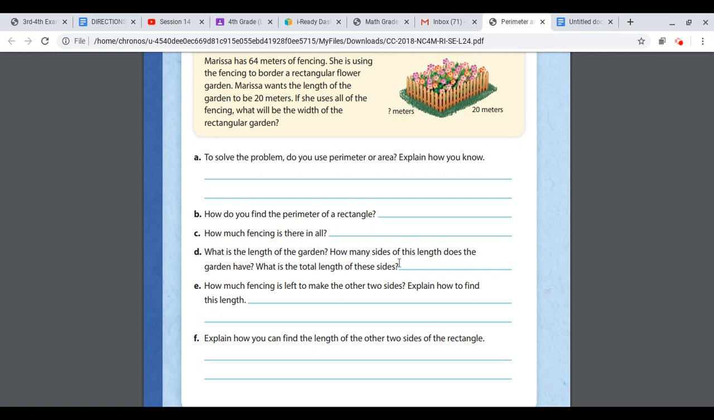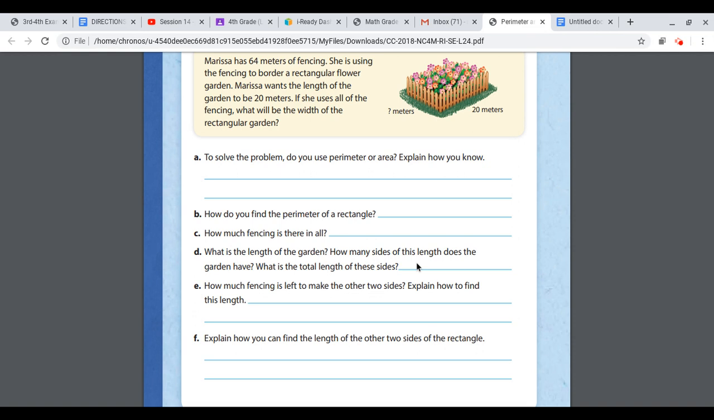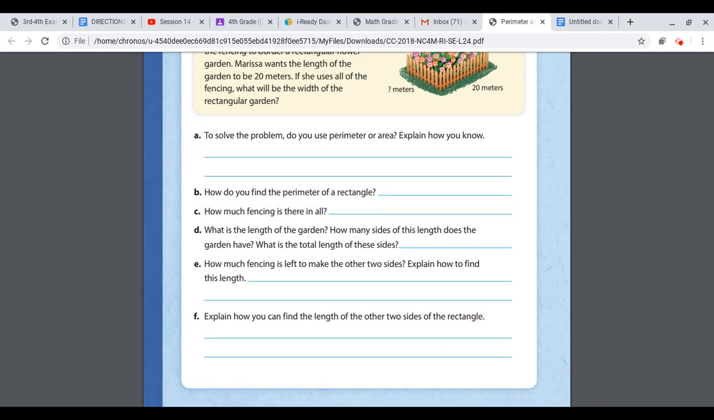D, what is the length of the garden? The length is 20. How many sides of the length does the garden have? There's two lengths, 20 over here and 20 over there. What is the total length of these sides? For D, 20 plus 20 equals 40.